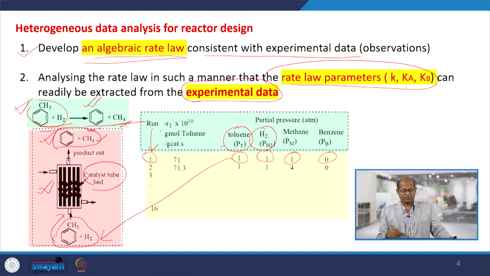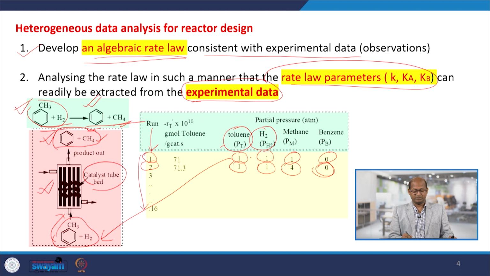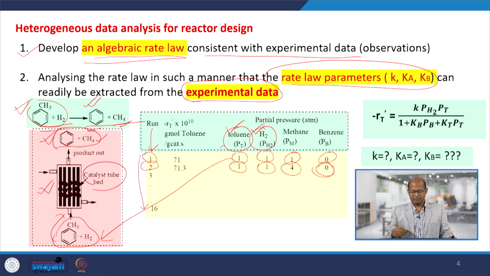Similarly, this was another set, one set of conditions. Another runs we can also conduct, where we again maintain this pressure 1:1. Here methane formation is 4 and partial pressure of benzene is 0. Similarly, you have to conduct a number of runs by changing partial pressure of toluene and hydrogen, so that data we can get.